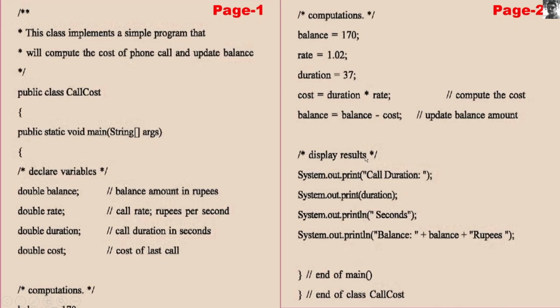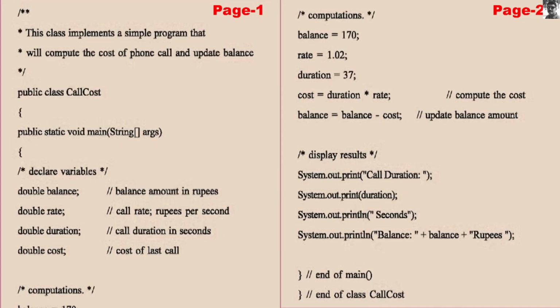Again, this is a comment line. These 2 are also comment lines. These 4 are also comment lines. Computation here, that is also a comment line. So remember, it is not very important, but we will discuss what a comment is.